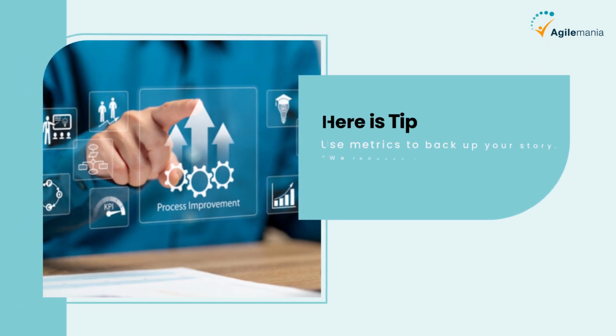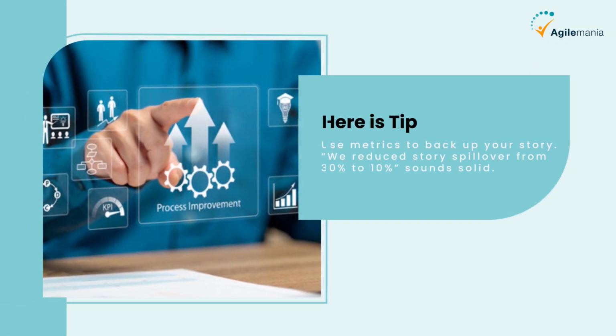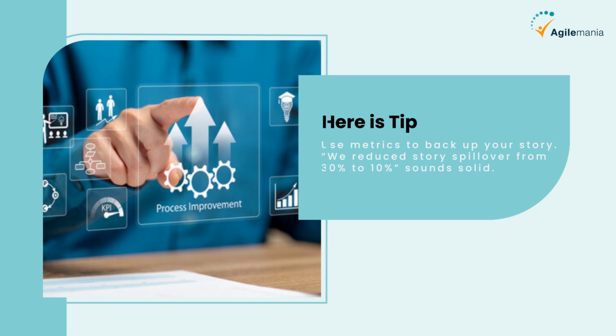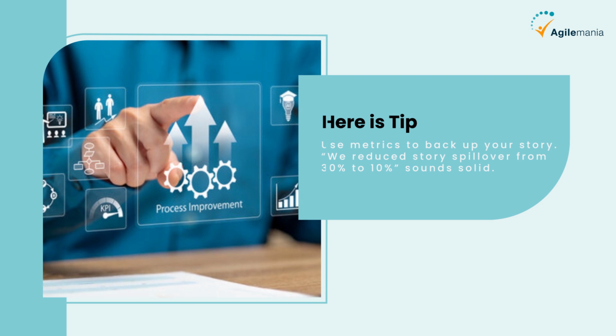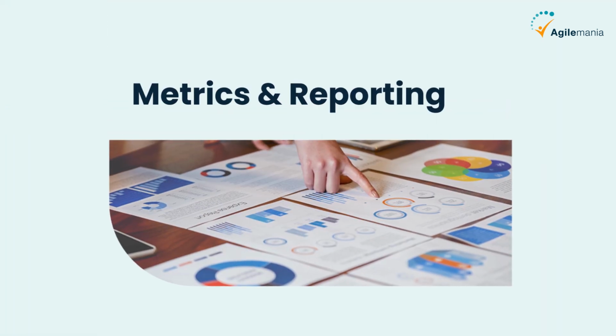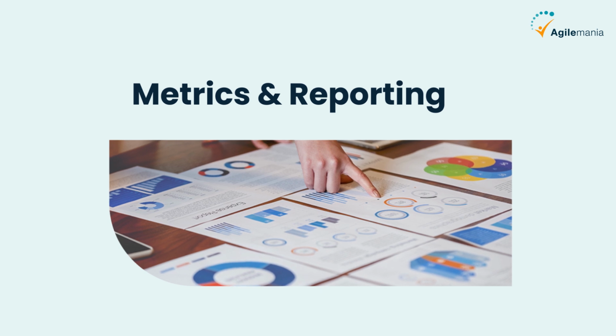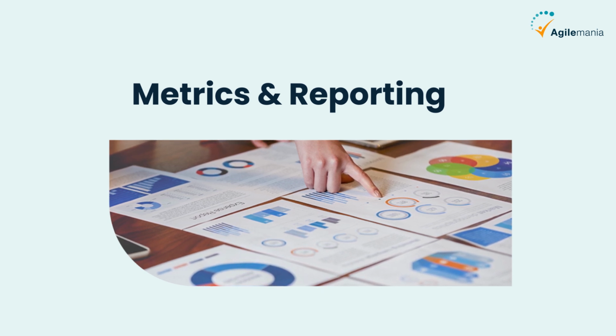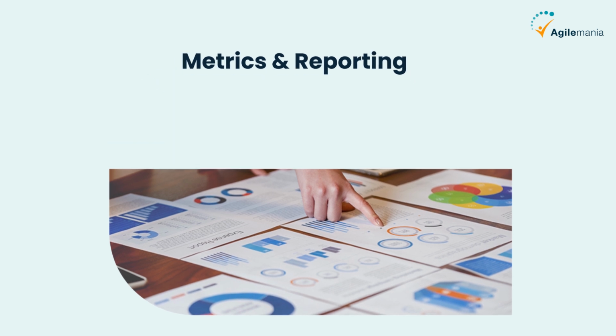Here is a tip: use metrics to back up your story. We reduced story spillover from 30% to 10%. Sounds solid. Next category is metrics and reporting. This category question shows you use data, not just opinions.